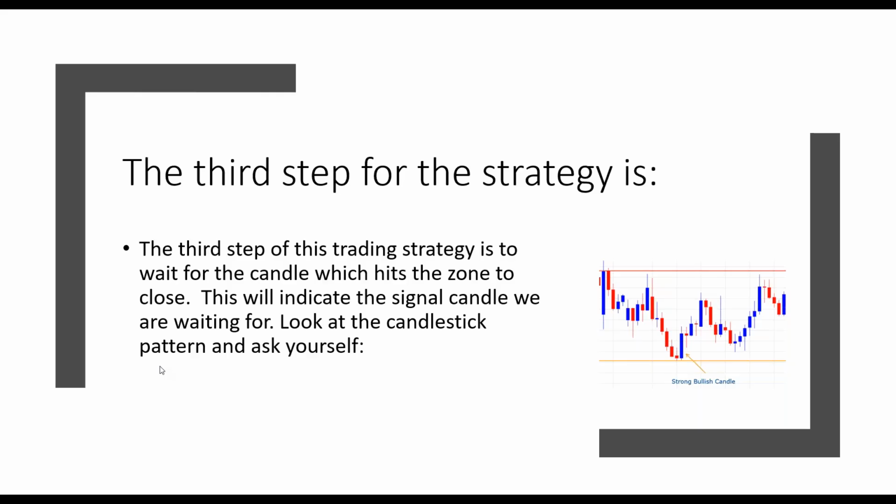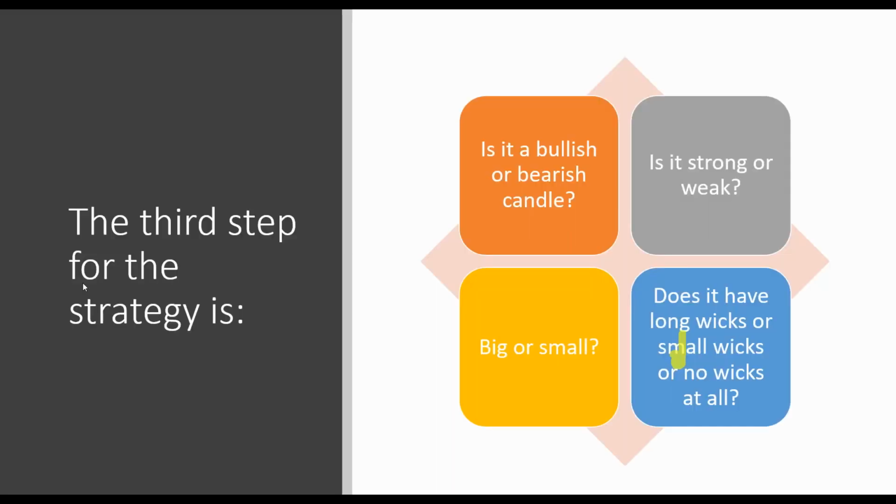And then step 3, the third step of this trading strategy, is to wait for the candle which hit the zone to close. You never trade before the close of a candle. So what we had was the candle or the price that touched the zone closing. This will indicate the signal candle we were waiting for. So we want to look for that, and then we need to wait for the next candlestick before we can decide whether we actually have a trading opportunity.